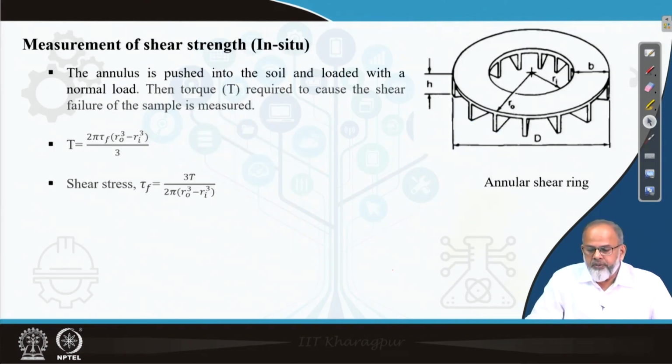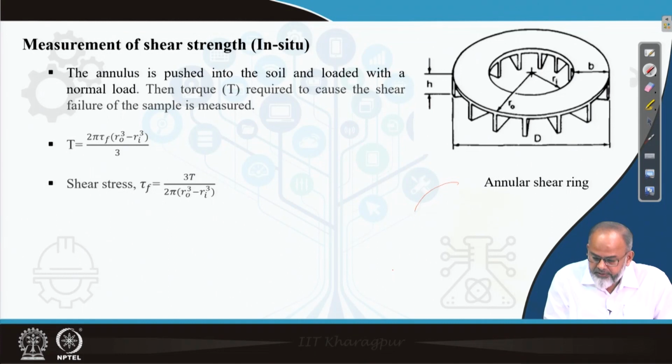Now, this is the shear annulus. Basically, this is an annular ring with fins at the bottom. This has to be pressed into the soil. Then it has to be rotated, and how much torque is required to cause failure of the soil has to be measured. If the annulus ring has an outer radius R0 and an inner radius Ri, the fin has a width of B and the height of the fin is H. The total diameter is indicated here as D. Then we have to find an expression for how much torque is required to cause shear.